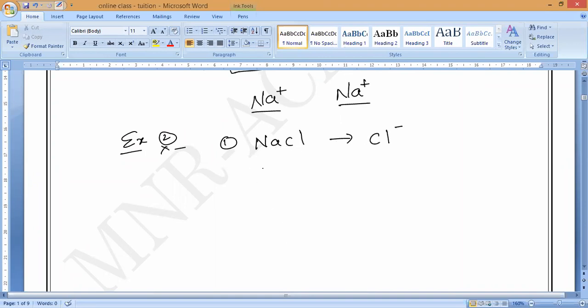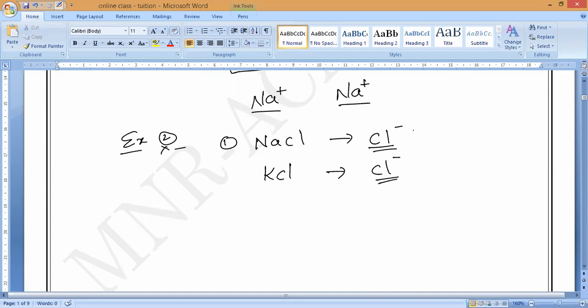Chlorine. Next one, take potassium chloride. What is the negative ion here? Chlorine. The positive ion is different, but the negative ion is the same. Is it yes or no? So this is also chlorine and this is also chlorine. So both negative ions are the same. So they belong to the same family of salts.